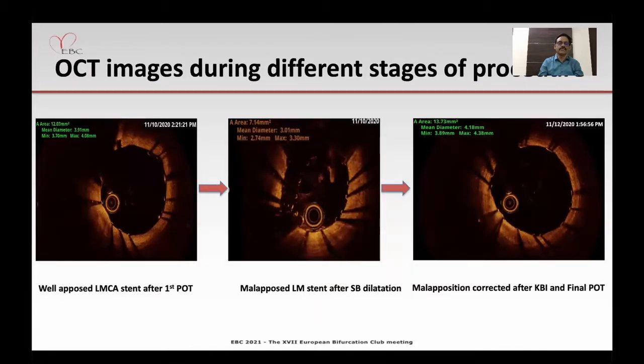And this is the sequence of OCT images in the left main. This we have kept here for easy comprehension. The first image shows the well opposed stent following the first POT. The second image shows a grossly malopposed stent in the LMCA following the side branch NC balloon dilatation. And the last image shows again a well opposed stent in the left main following final kissing and the final POT.